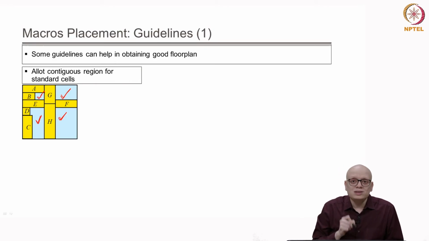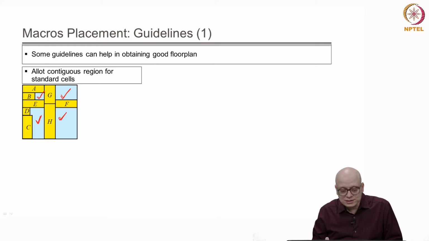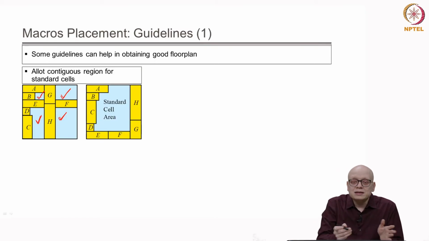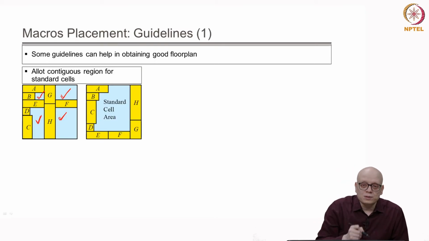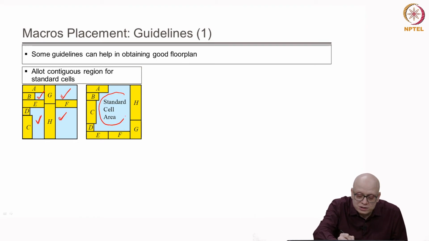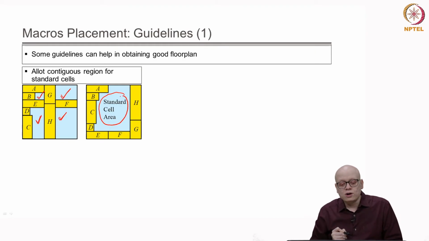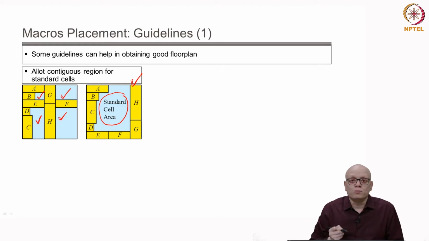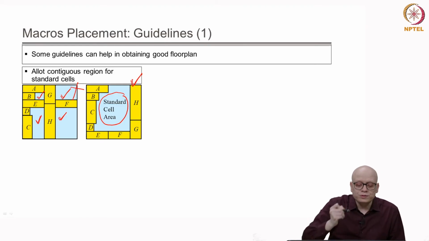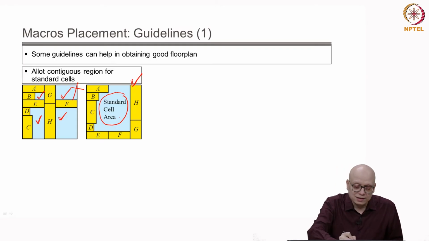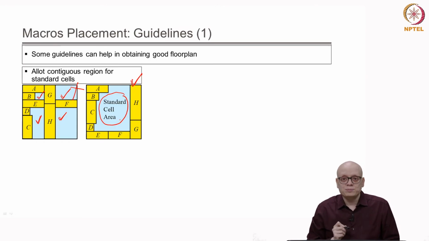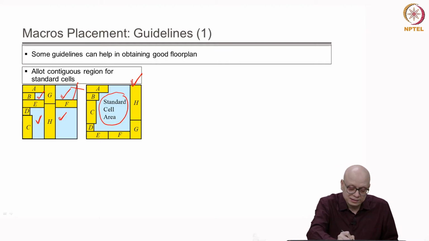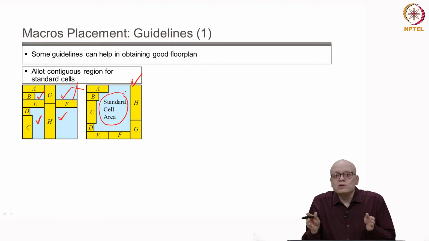Compared to this floor plan, if we consider another floor plan, we have just moved the blocks somewhat and created a continuous or contiguous region for the standard cells. So, we should prefer this kind of floor plan over this one. Why should we prefer it? Because the area for the standard cells is the same in both the floor plans, but in the second one we have a continuous region.